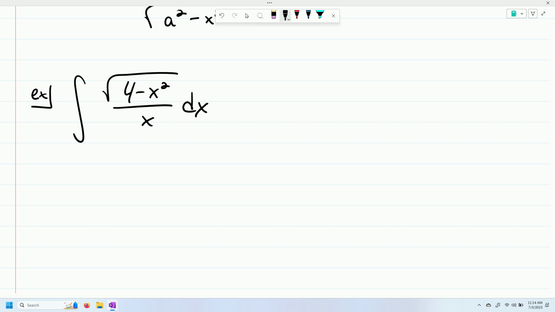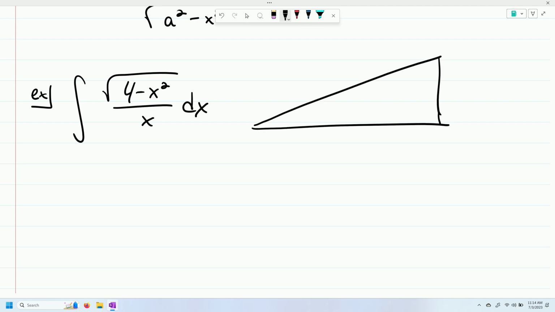Now, first thing I do is draw my right triangle. Some people wait to do this towards the middle of the problem. I just do it all the way at the beginning because I just want to get it out of the way. All right, so I have the form 4 minus x squared. So that is the square root of a squared minus x squared. And that tells me we're going to use the sine substitution here. Remember, sine theta is going to be opposite over hypotenuse.